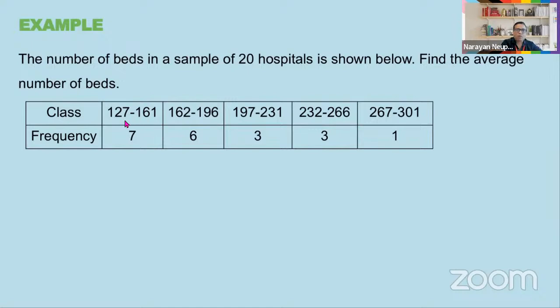So this one, the first one means hospitals with the number of beds between 127 and 161. There are 7 hospitals. That is the meaning of that, right? So we have the information given like that. We have to find the average. So if I draw a table and put those values here, let's see what it will look like. Let's quickly draw a table first.